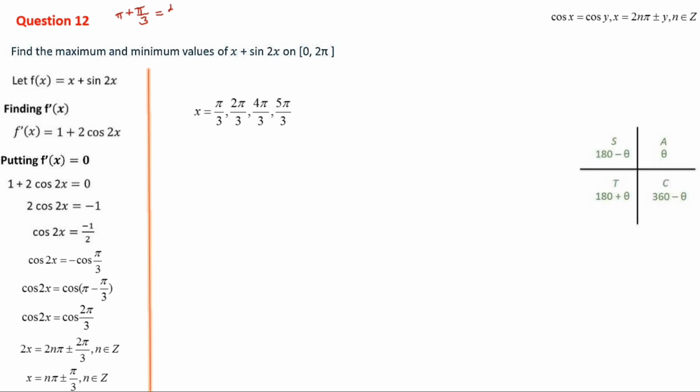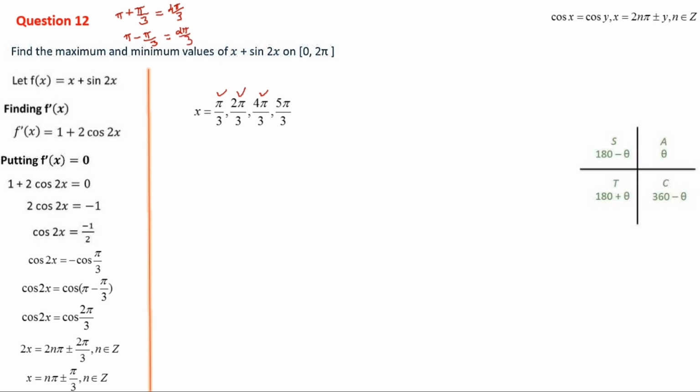That is 4 pi by 3 will be coming. 4 pi by 3 is included here. Then pi by 3 also we have taken. Next we have to go for pi minus pi by 3. Pi minus pi by 3 if you take, it comes as 3 pi minus pi, that is equal to 2 pi by 3. So that 2 pi by 3 also we have taken.